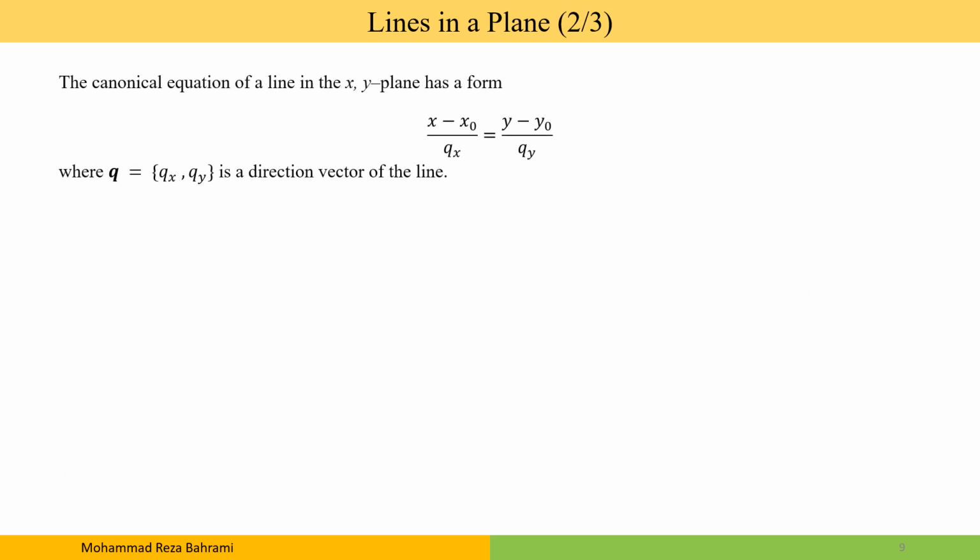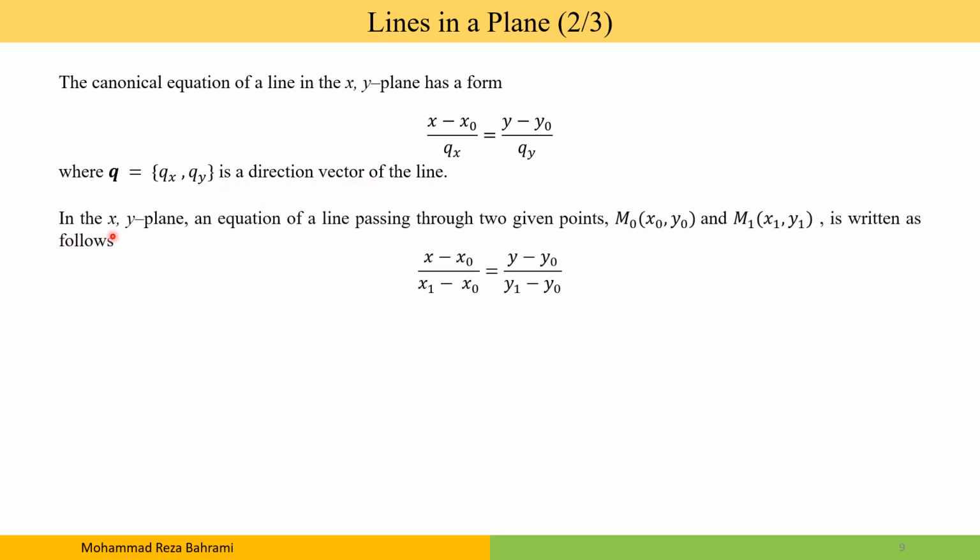The canonical equation of a line in the xy plane has this form, where qx and qy are the direction vector of the line. In the xy plane, an equation of a line passing through two given points m0 and m1 is written here.